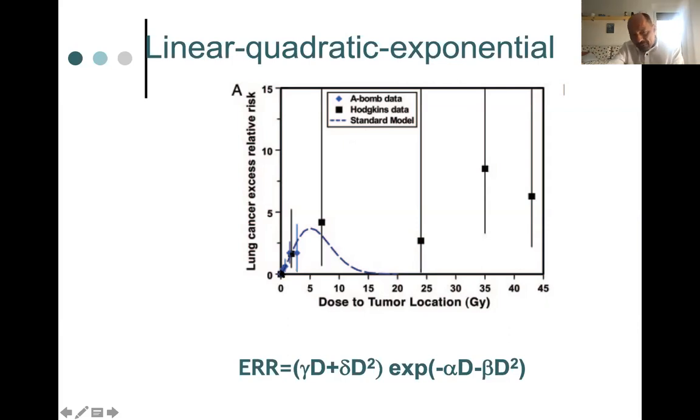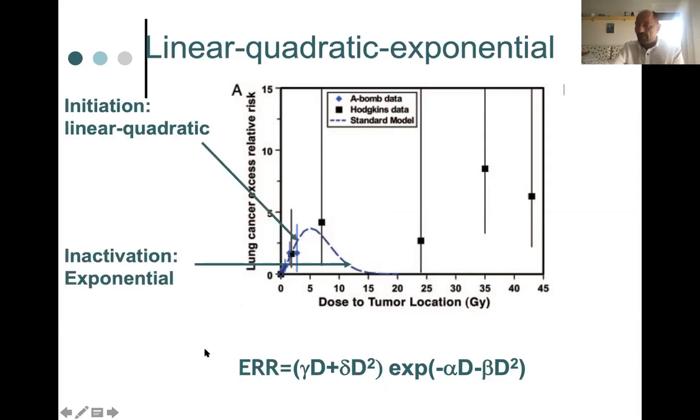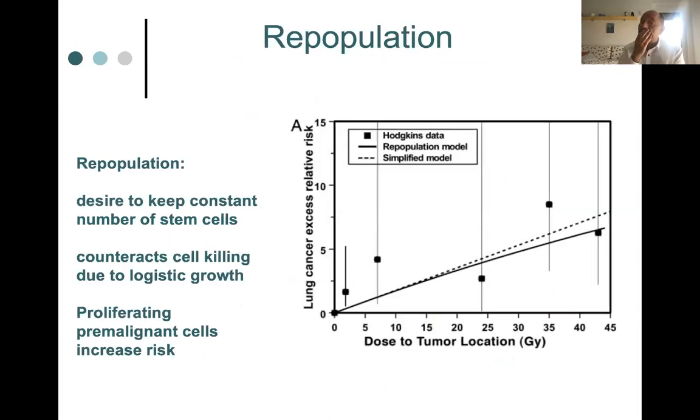So if you take the data from Hiroshima and Nagasaki and you use a linear quadratic approximation, where you say, okay, the induction term is gamma d plus delta d squared. But then I have the cell killing, which is exp minus alpha d minus beta d squared. So if I write induction normalized to the cell killing, the curve should be like that, which is not really nicely fitting the data. So what is missing here? You see the initiation, which is linear quadratic, the inactivation, which is exponential. What is missing is repopulation. So you have to take into account the fact that there is repopulation.